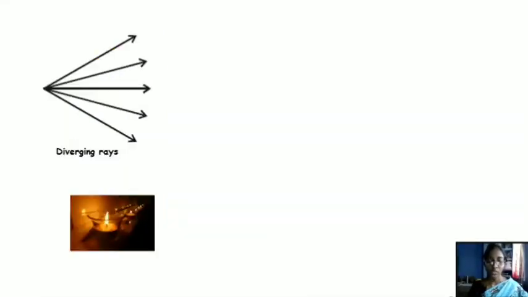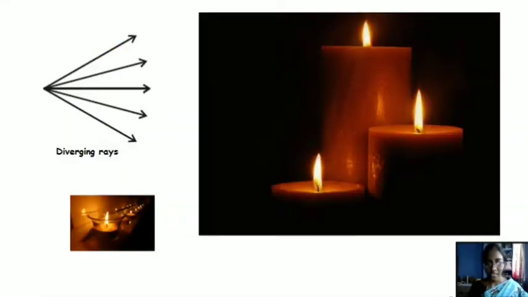Now we will see the divergent rays. Have you ever seen a candle when it is lit? The light doesn't travel in a straight path or a parallel path. You can see the light spreading in all directions, and this condition is called divergent rays. From a particular point, the light spreads in different directions.